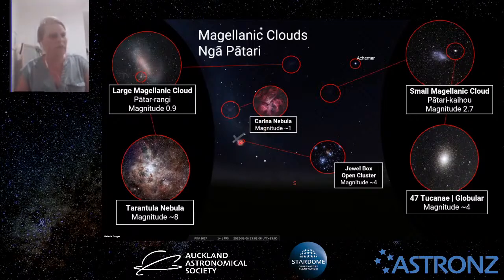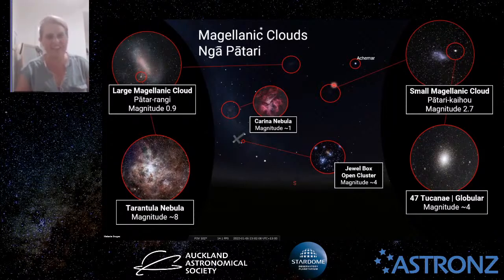So Carina Nebula is just a little bit higher than the Southern Cross. In the Southern Cross, we have the jewel box, and up really nice and high around 10 p.m. at the moment, we have our Magellanic Clouds. Have a look for the large and small Magellanic Clouds there in between the Southern Cross and Achernar. Okay, so that is just a nice quick look at the sky at the moment.